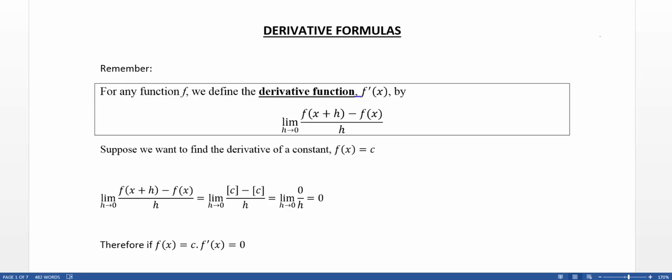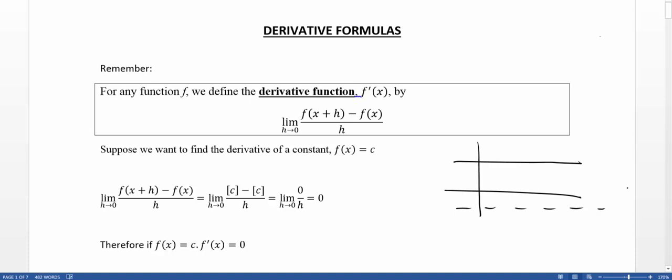So let's suppose we want to find the derivative of a constant, f of x equals c. So remember, if your function is a constant, that means you have something like y equals 5 or y equals -2. If it's constant, it's just a straight line that's horizontal. So we're trying to find the derivative of this function. So again, we're going to apply our formula, which we see down here.